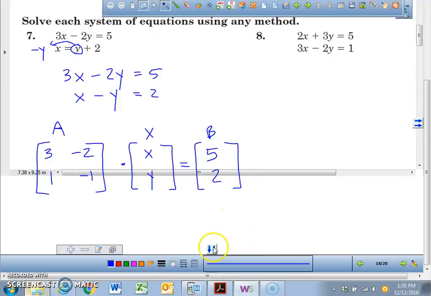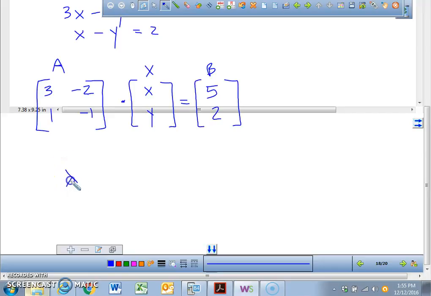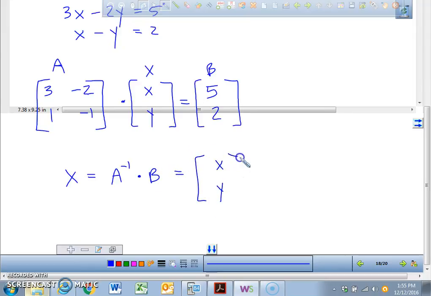Just remember, matrix X, which is this X and Y, is going to equal the inverse of matrix A times B. And that will give us our answers of X and Y. Now, if it was a 3 by 3, I would definitely probably use this method if I had a calculator, to find the X, the Y, and the Z. So let's just do the calculator.